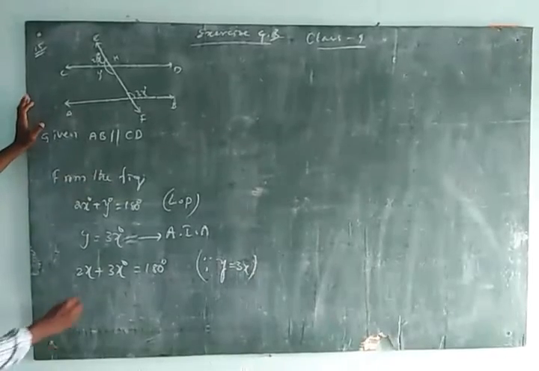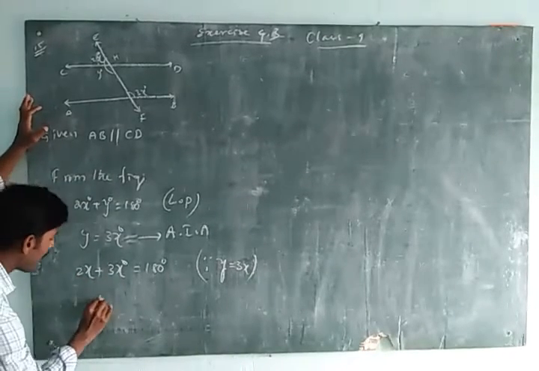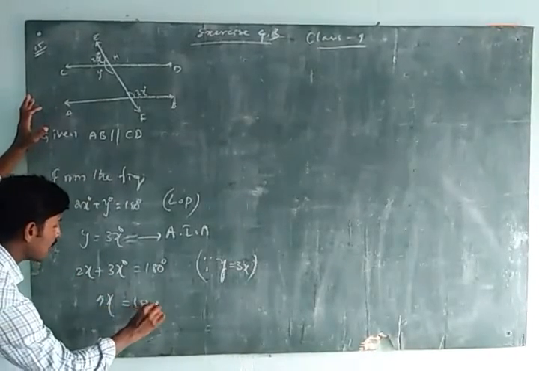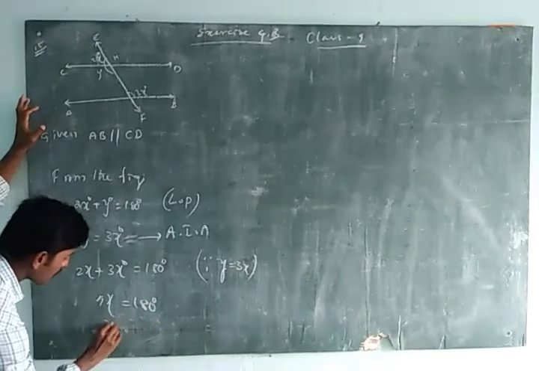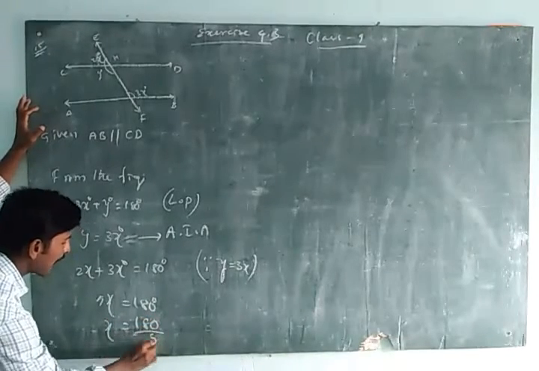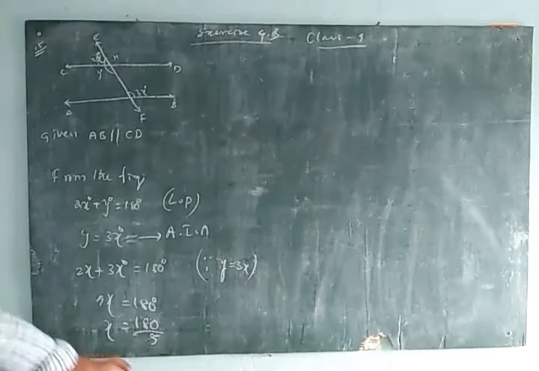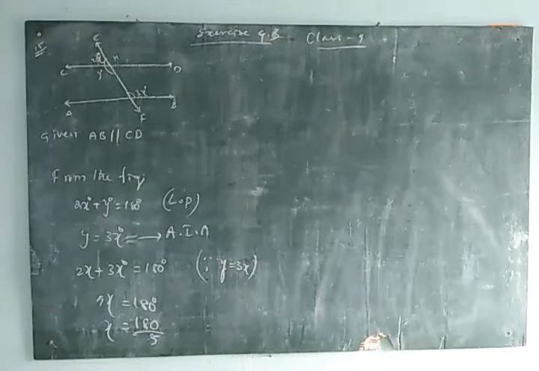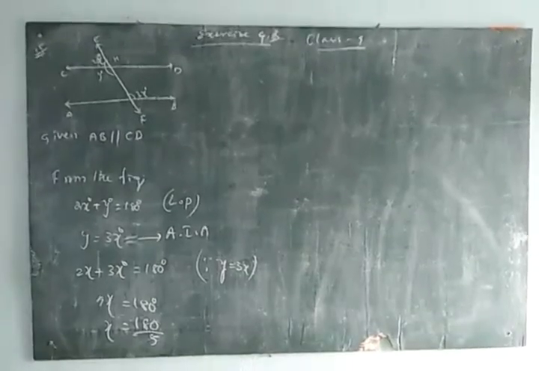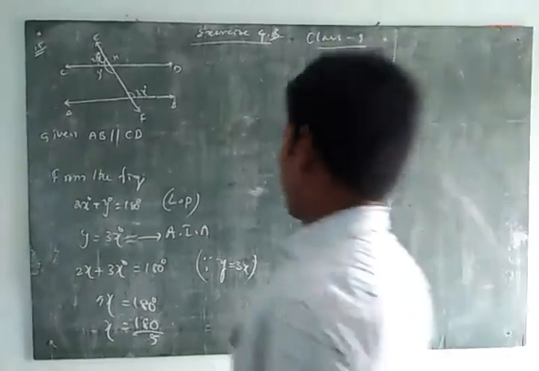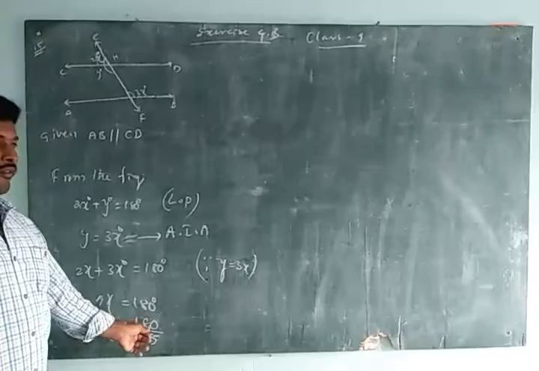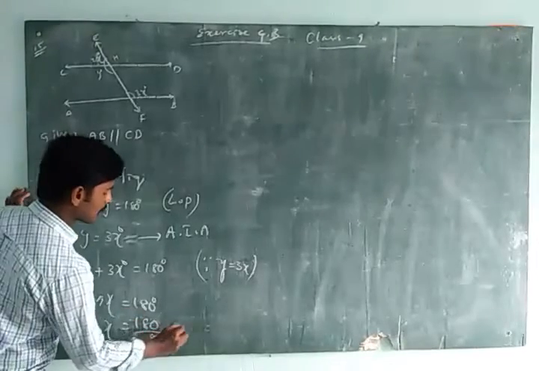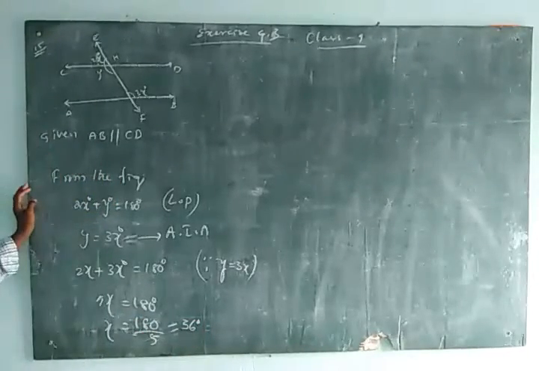Okay now, thereafter 2x plus 3x how much? 5x is equal to 180. Then x is equal to 180 by 5. So what do you get for 180 by 5? 5 threes are 15, 5 sixes are 30. That means 36 degrees.